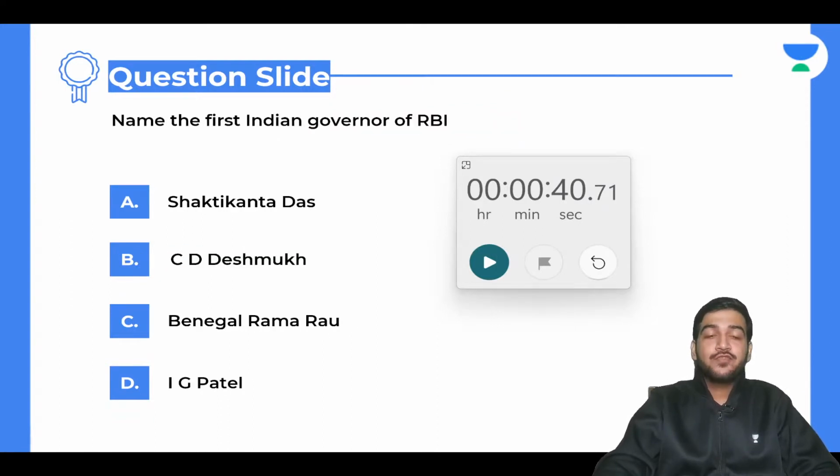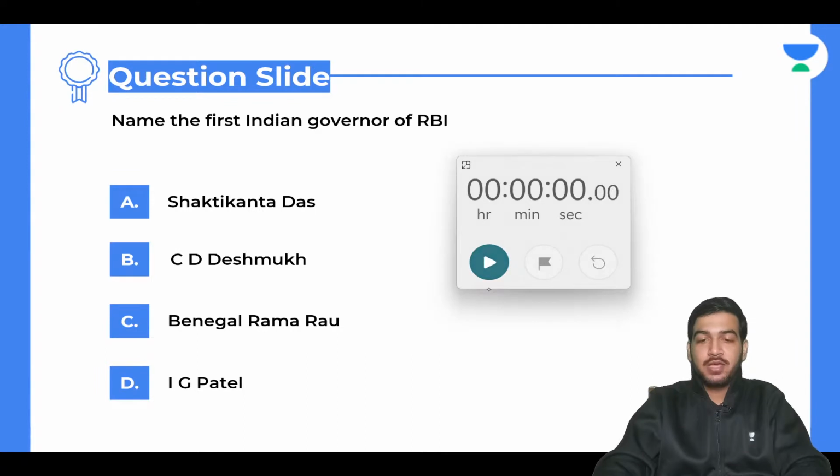Okay, name the first Indian governor of RBI. This year, the RBI governor got an extension till 2024. Who is the first Indian governor of RBI? So RBI was a bank, Imperial Bank of India, prior to independence. Then it was renamed as Reserve Bank of India after independence. So who was the first Indian governor?